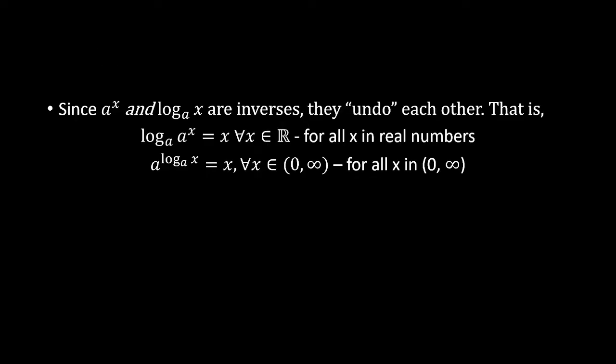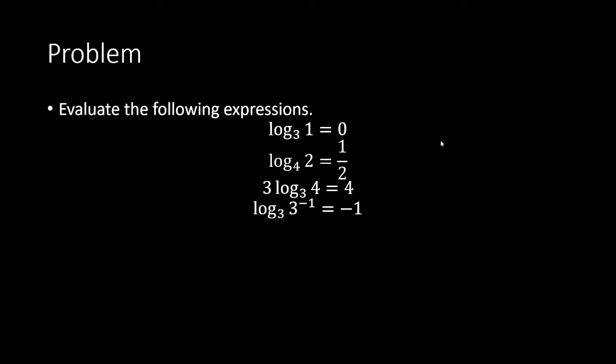Since a to the x and log base a of x are inverses, they cancel out each other. That is, if you have log base a of a to the x, these a's cancel out and give you x for all x in the real numbers. And if it's a to the log base a of x, this gives you x for all x in 0 to infinity. So these are some of the common expressions.